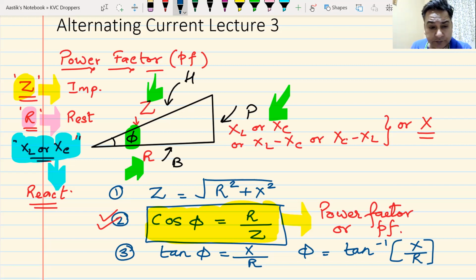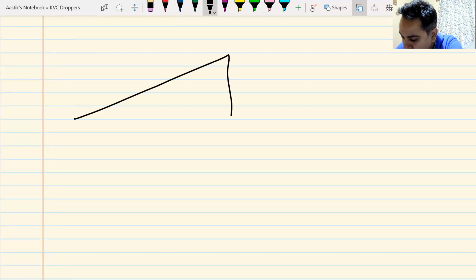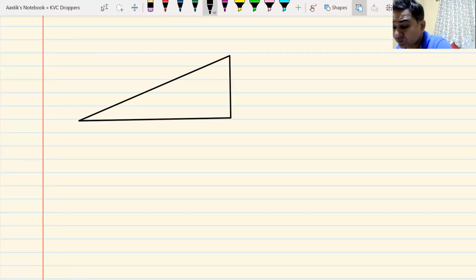Let us now move and see the same thing in a different way. And what is that different way? Again, I will draw that same right angle triangle, and again I draw this angle phi. Cos of this phi is the power factor.